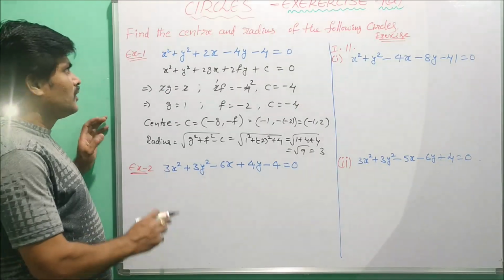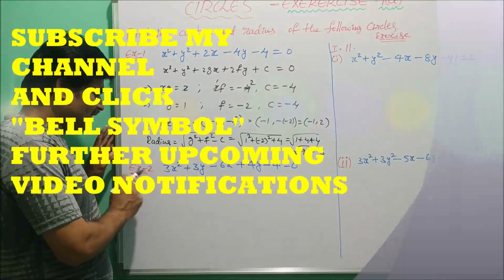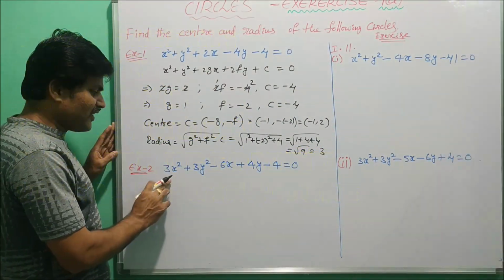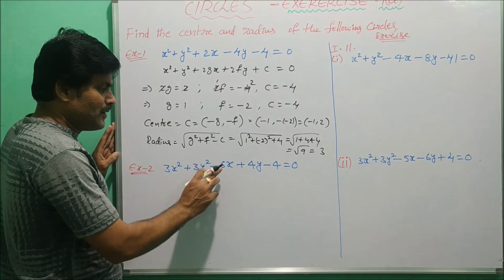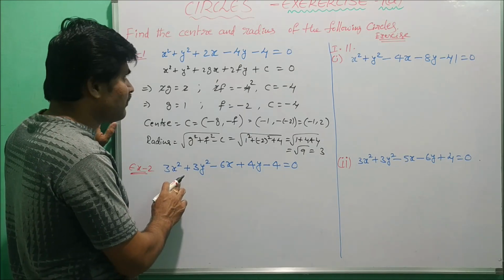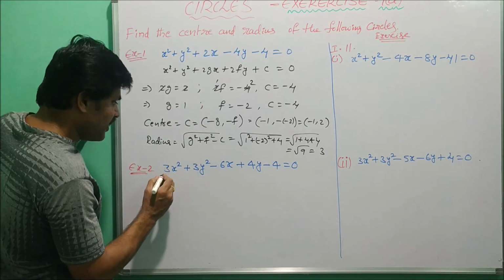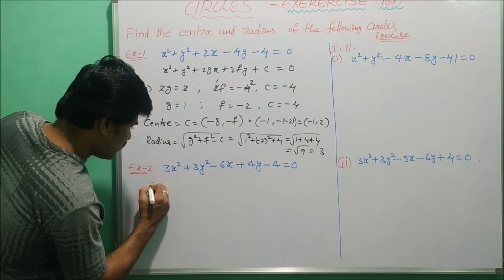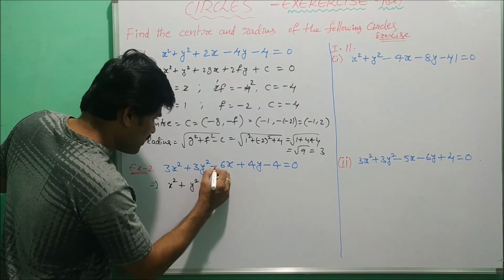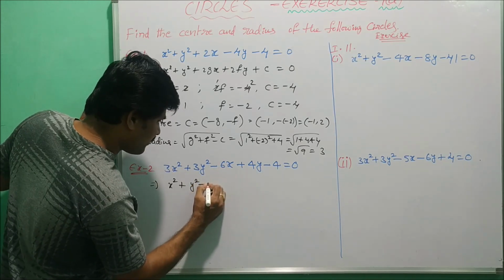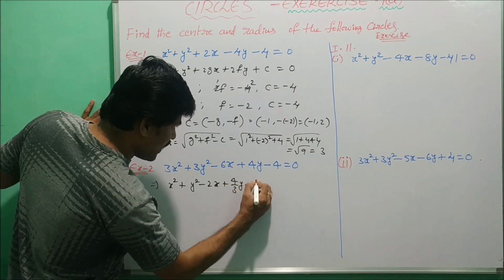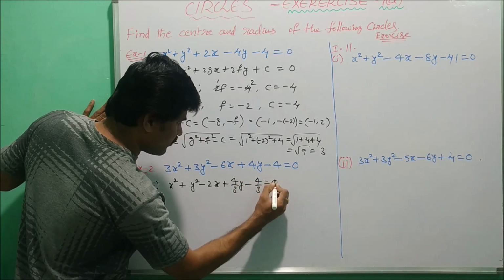Similarly, now the second one, this is example number 2. Next we continue the exercise. Here the given equation is 3x square plus 3y square minus 6x plus 4y minus 4 equals 0. First of all, it will be converted into the general form of a circle. Here we divide with 3 on both sides. Now the given equation can be written as x square plus y square minus 6 by 3, that is minus 2x, plus 4 by 3 into y, minus 4 by 3 equals 0.